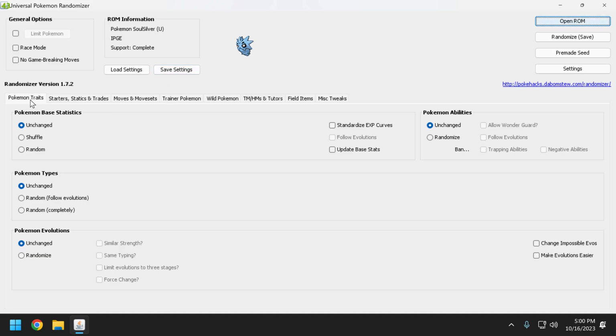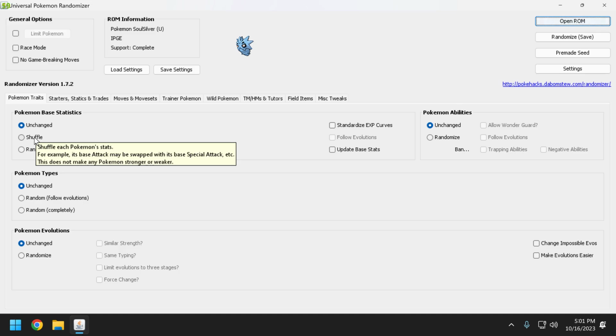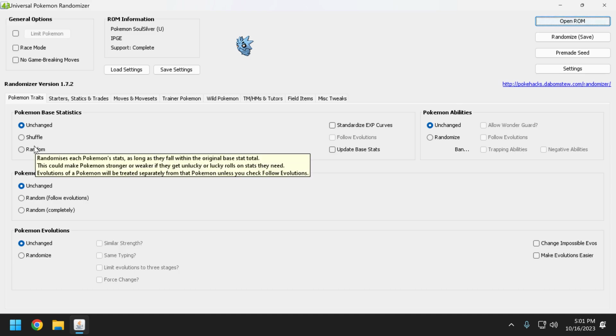Alright, so we're going to go through the tabs here. We'll run through everything here. So you have your Pokemon base stats. You can leave the stats the same. You can shuffle them, which basically takes one value that a Pokemon has in the vanilla game and moves it to a different value. So special attack could become swapped with defense. It keeps the Pokemon stats, but it shuffles them around. Or you can do a true randomizer. This will make certain Pokemon significantly better than they used to be, or it could make them significantly worse. You don't know. It's all over the place.